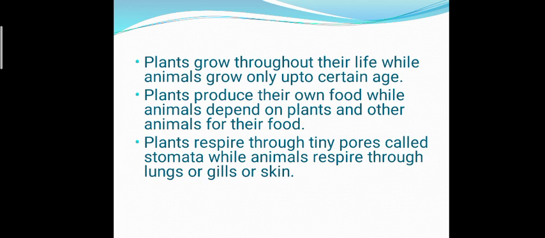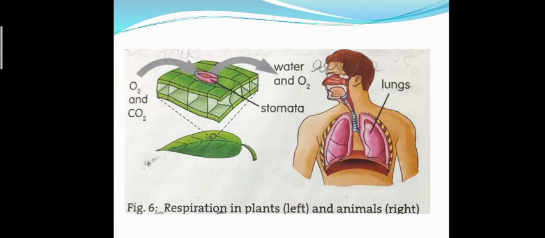Plants respire through tiny pores called stomata, while animals respire through lungs or gills or sometimes with the help of skin. Now this picture is showing the process of respiration in plants as well as in animals. Now the way the two respire is totally different. In human beings, lungs are the organs for respiration, while plants respire through the tiny pores present on the surface of leaves, that are called stomata.